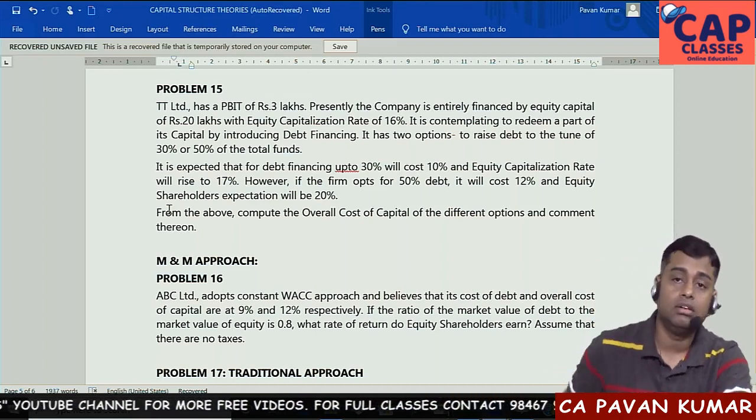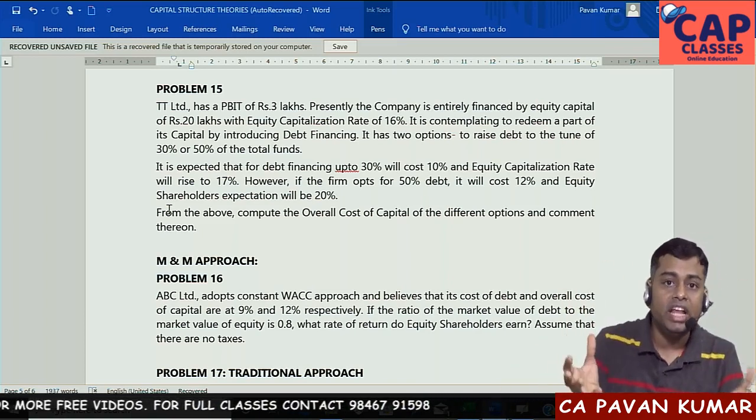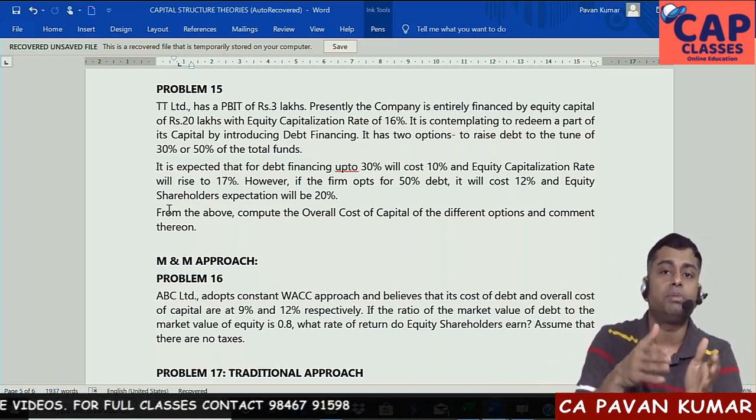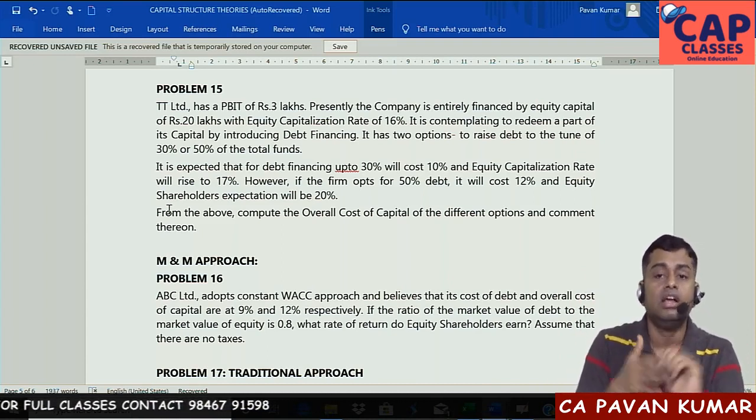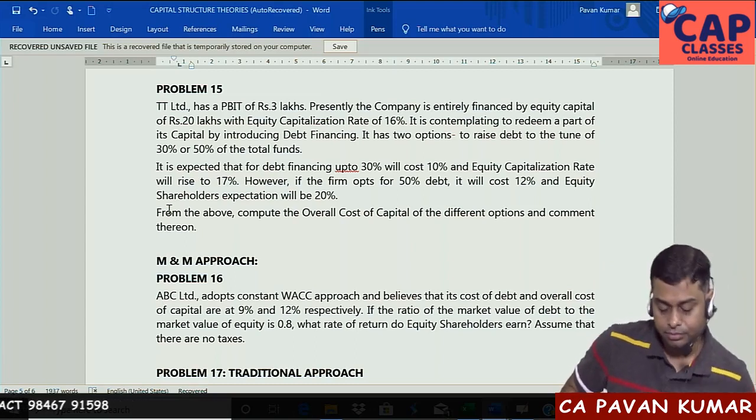This is our problem. Okay, read the problem carefully. So much of information, so many rates, 3 capital structures, 1 present and 2 proposed capital structures are there. Read the question, capture the data, then we will solve the question.